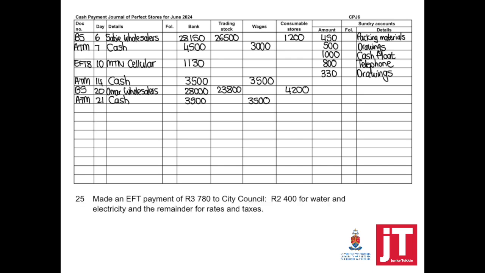Day 25, made an EFT payment for 3,780 to City Council, 2,400 for water and electricity, and the remainder for rates and taxes. So we're going to approach this a little bit differently than what we've done before. And the reason for that is they told you we made an EFT payment to City Council for 3,780. Of this, 2,400 was for water and electricity, and the difference is for rates and taxes.